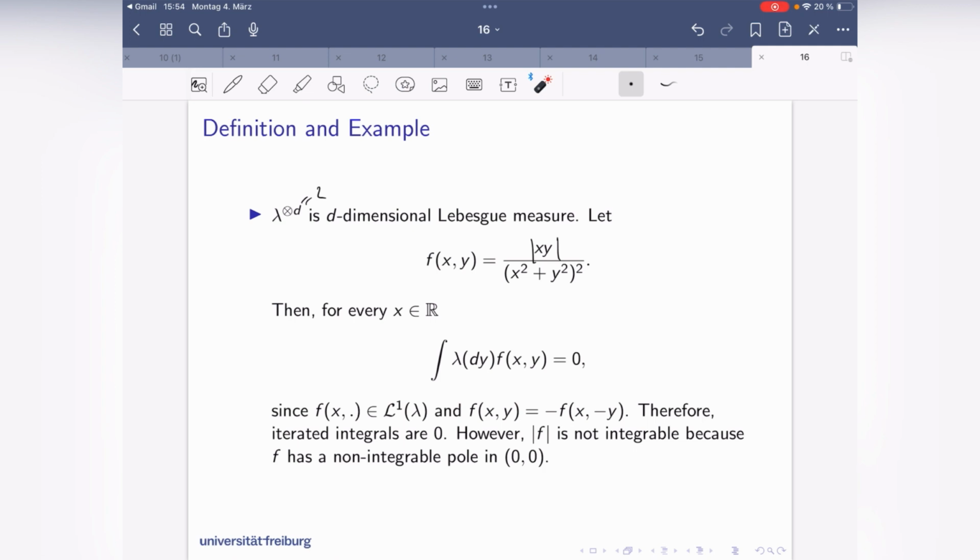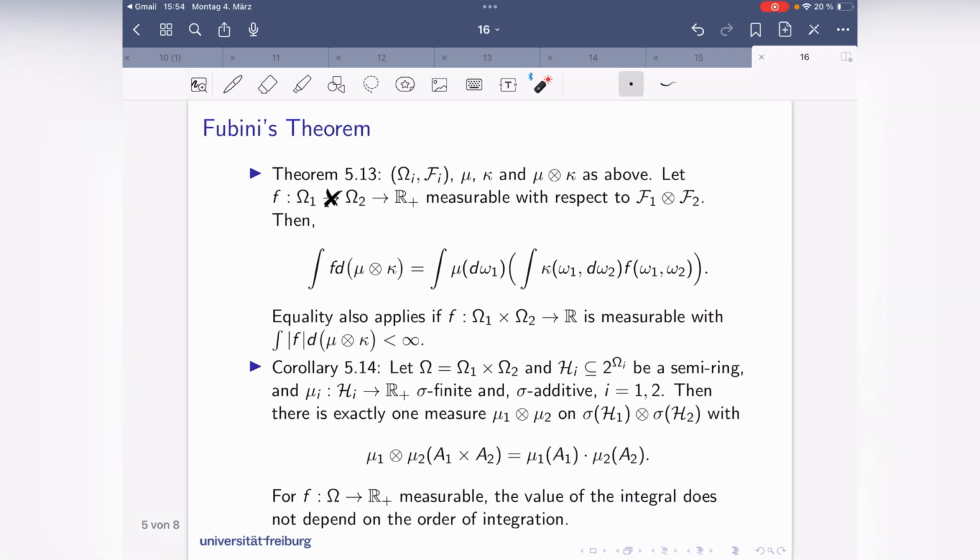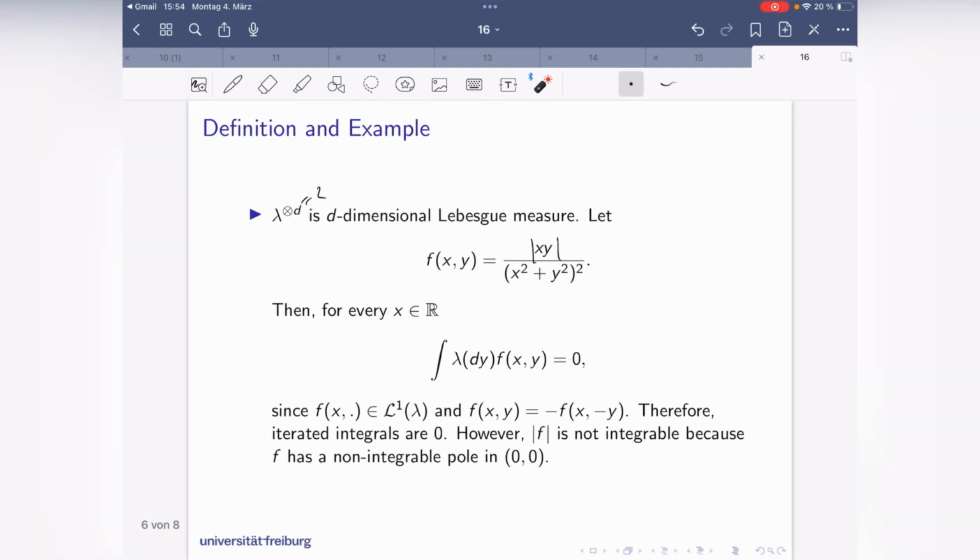And it's not integrable, and the reason is, well, near 0, I have something like 0, 0 here, and 0 also there, but to the power of, well, 4 essentially, and here to the power of 2. 1 over something squared is not integrable on R2, or absolute value is not integrable, because f has a non-integrable pole at the origin. So that means here it can happen that this iterated integral, like this here, exists and equals 0, but the function f here is not integrable at all. Yeah, that's what can happen here in this example. Okay, so much for this.